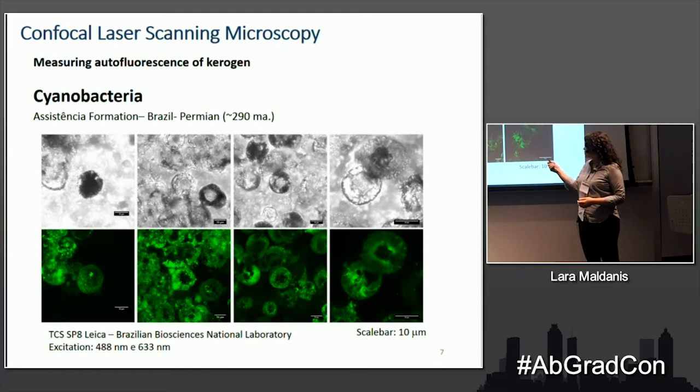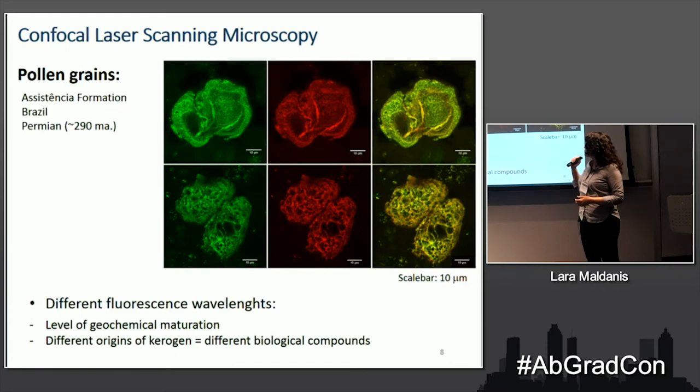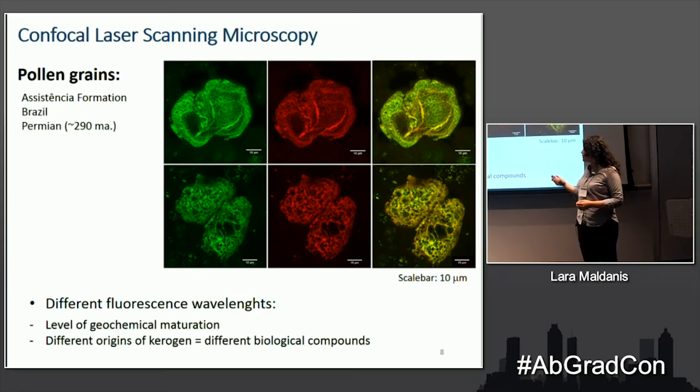We can do this for cyanobacteria. We also did this for some pollen grains, and pollens are much more resistant structures, which was interesting, because we saw that we actually had different fluorescence wavelengths. This means that we have more than one type of organic matter here. This indicates that we may have different levels of geochemical maturation of this organic matter, or also that we have different types of kerogen, indicating probably different biological compounds that evolved differently during the geological processing.